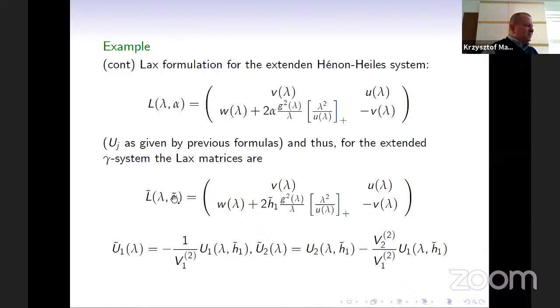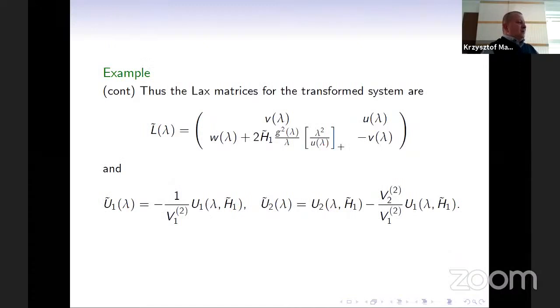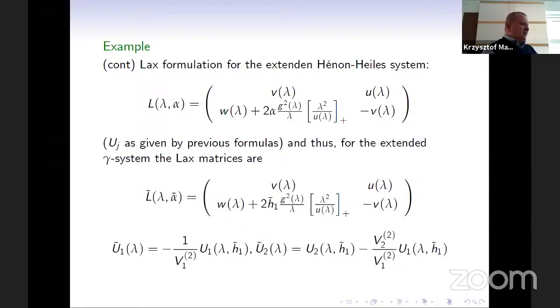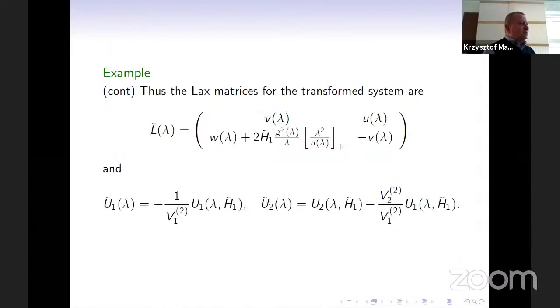What happens after the Stäckel transform is that alpha becomes H1 tilde. And that's it. And of course, U1 and U2 transform to U1 tilde and U2 tilde in some way that is covered by our theorem. Yes, it's exactly the formulas of our theorem written in this particular case. This is still on the level of the extended system. And when we go back to the non-extended system, we remove the constants, and we end up with this Lax formulation for the transformed Hamiltonian system, transformed by the Stäckel transform.